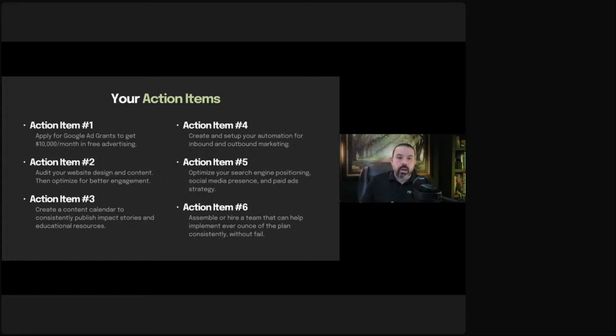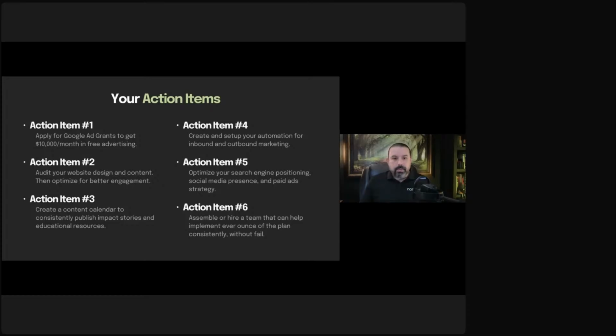Action item number 2: do an audit of your website design and content. In the manual that we send you to download, there's an entire audit process. Go through that process, and that gives you a good 10,000 foot view. Then you can always deep dive in, and we can talk with you about doing that. Action item number 3: create a content calendar and consistently publish impact stories. If you don't do this, you're going to get to it when you get to it. If you create a content calendar, then it's going to get done. What gets put on the calendar actually gets done.